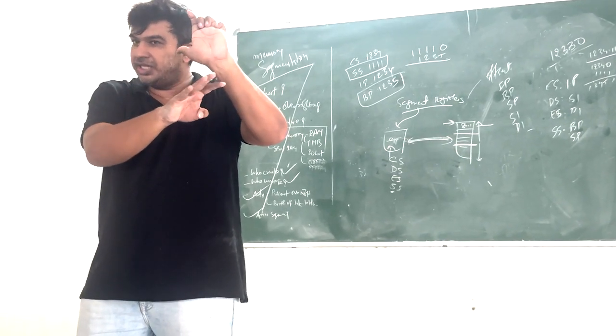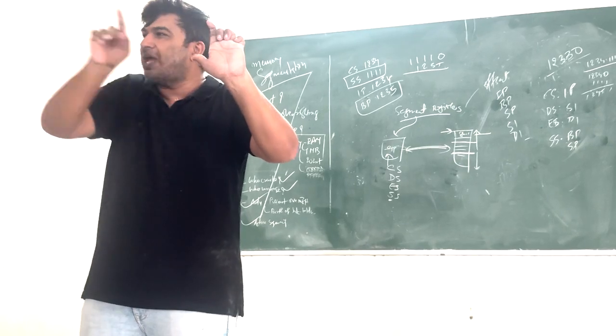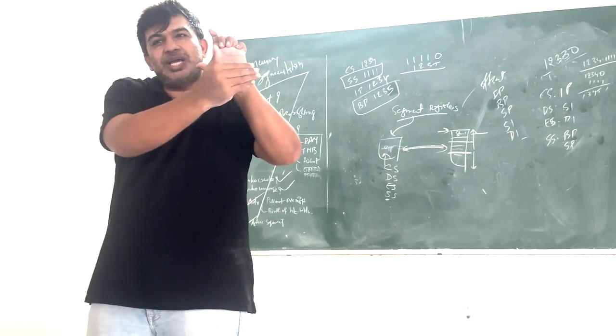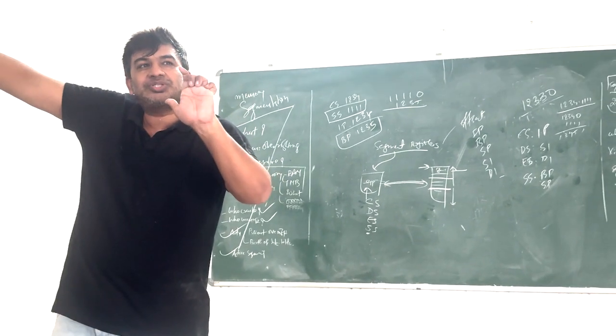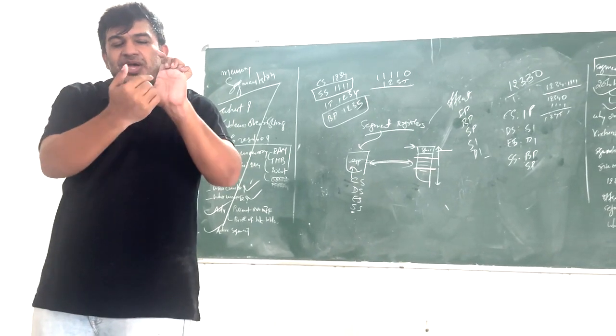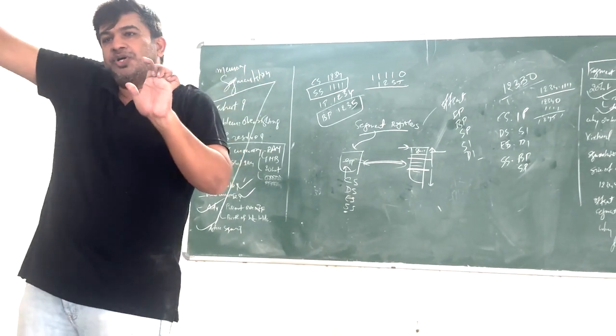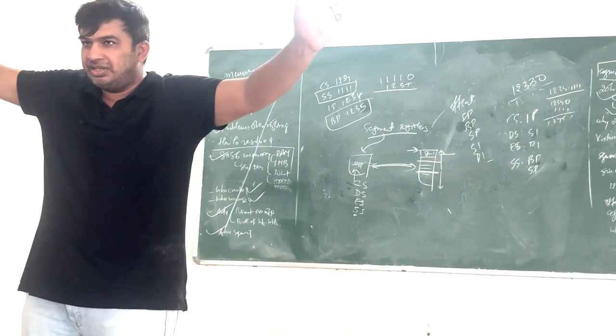So if I use CS colon IP, I am going to code segment. If I am using SS colon BP or SP, I am going to stack segment. If I am using DS colon SI, I am going to data segment. Get it?